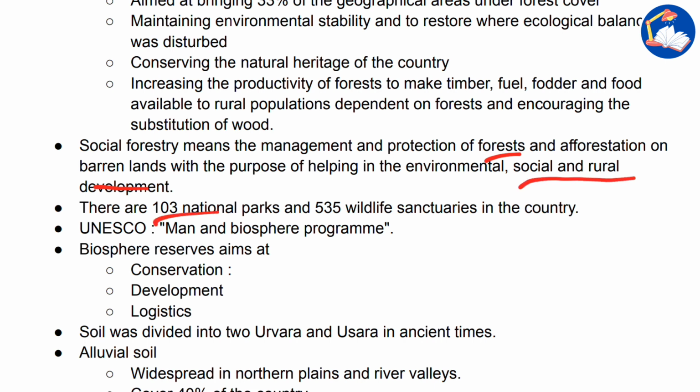There are 103 national parks and 535 wildlife sanctuaries in our country. So, national parks are 103 and 535 wildlife sanctuaries. Okay, UNESCO. And UNESCO, this one is the Man and Biosphere Program. Biosphere reserves aim at conservation, development, and logistics.